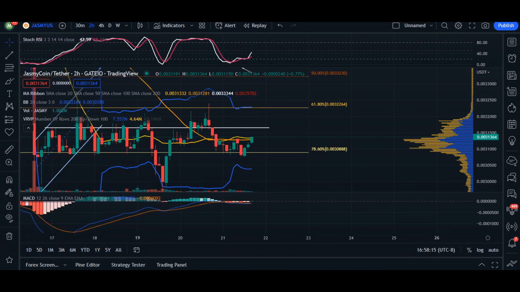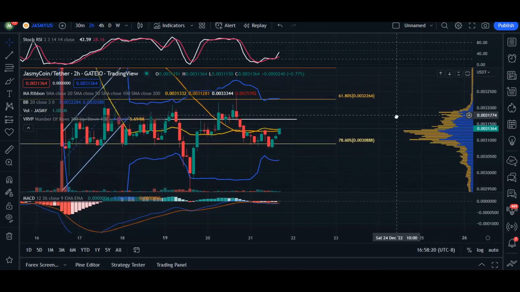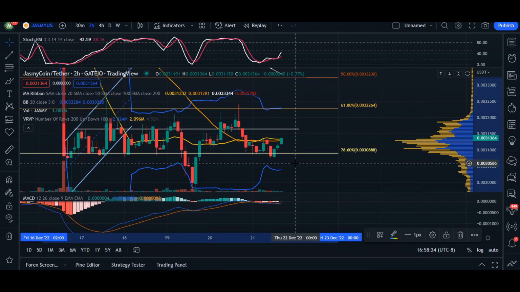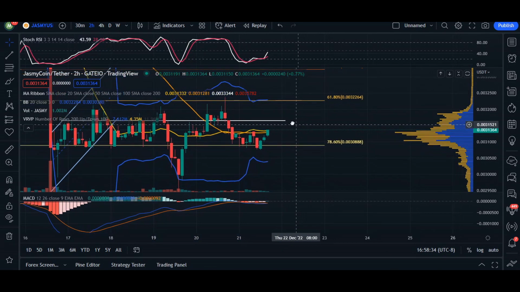Now heading over to our 2-hour time frame, again, we can see that the price is coming down to an area of support here at 78% of our fib, and then coming up and retesting this area of resistance. A few of our candlesticks here on December 17th, 16th, and then here on December 19th is a known area of resistance.